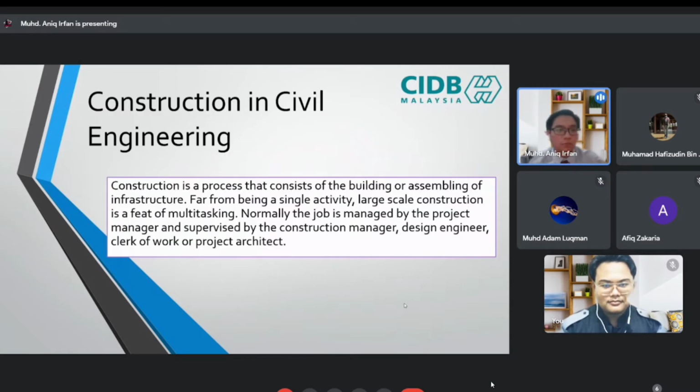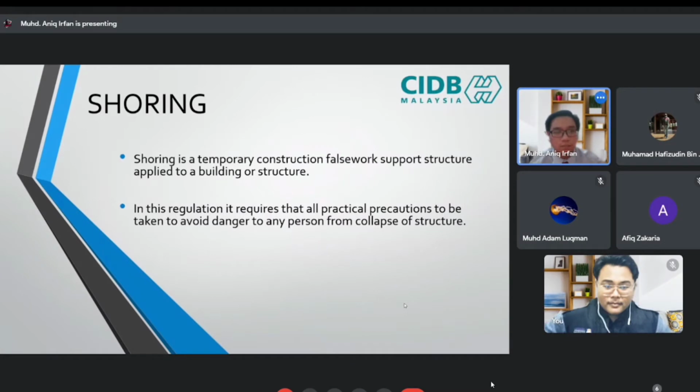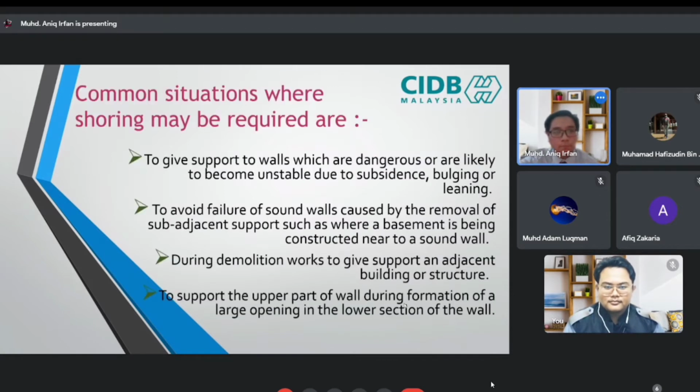So for the first one, construction in civil engineering. What is construction? Construction is a process that consists of the building or assembling of the next subtopic, which is shoring. Shoring is a temporary construction support structure applied to a building or structure. In this regulation, it requires that all practical precautions be taken to avoid danger to any person from collapse of structure.